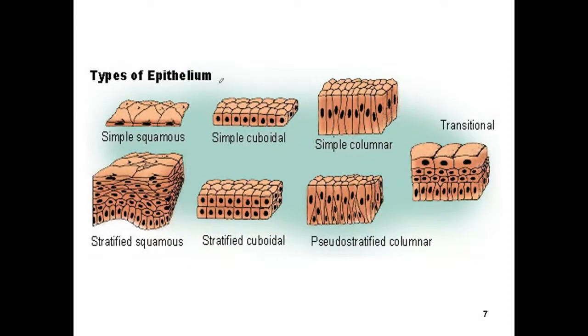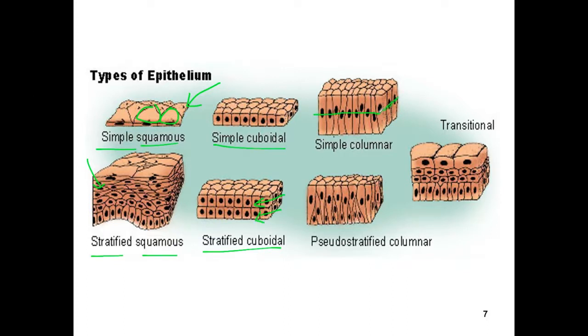So again, when we have one cell layer thick right here, it's simple squamous because these cells are these flat, irregular shaped cells. So that's simple squamous. Once we see that it's multiple layers of flat, then it's stratified squamous. Then we have simple cuboidal because it's one layer of cube cells. And then we have stratified cuboidal, which is two layers of the cube cells.